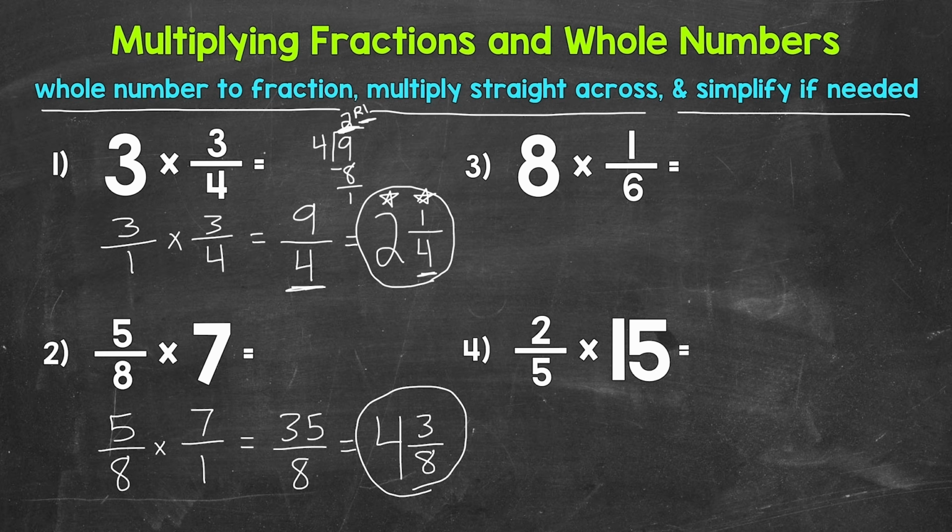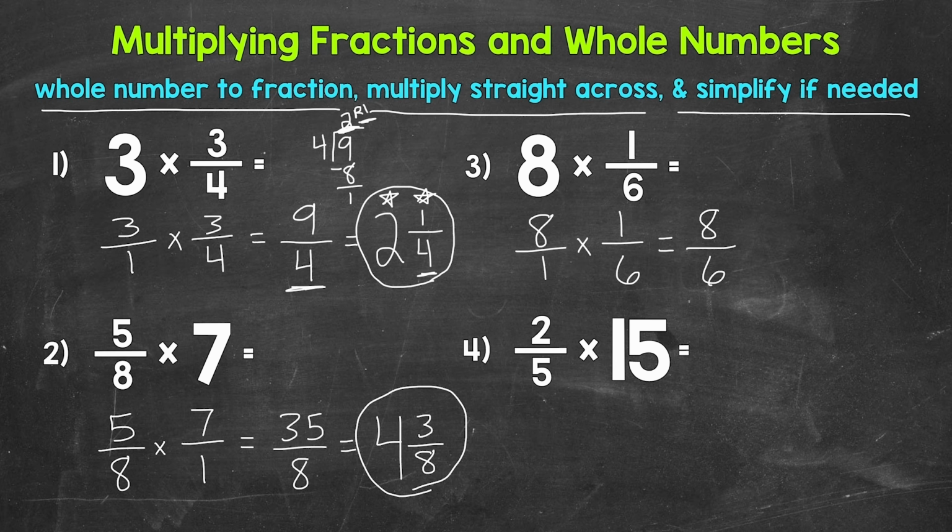Let's move on to number 3, where we have 8 times 1/6. So let's rewrite our whole number in fractional form. And now we can multiply straight across. We'll start with the numerators. 8 times 1 is 8. And then for the denominators, 1 times 6 is 6. So we end up with 8/6, which is an improper fraction.